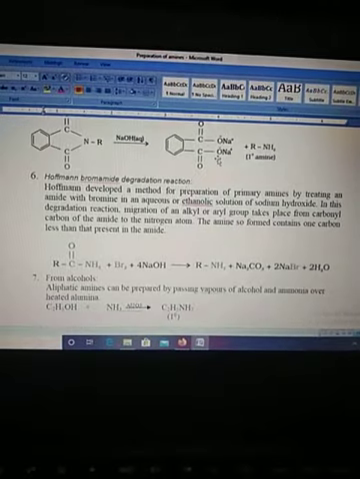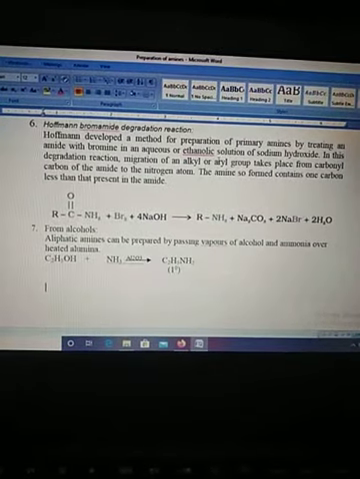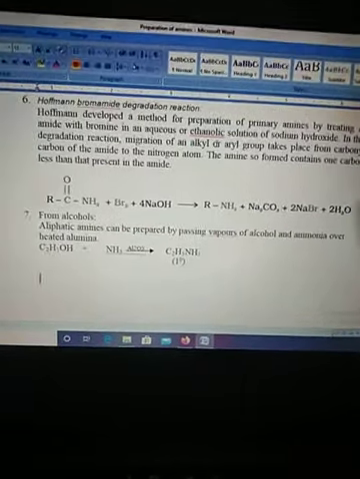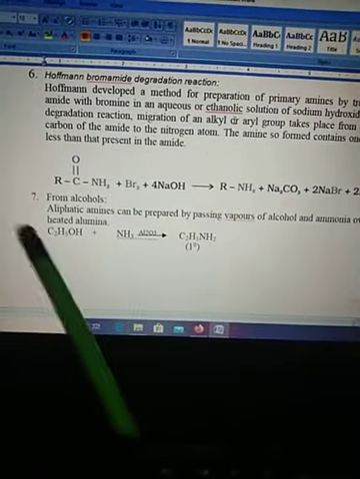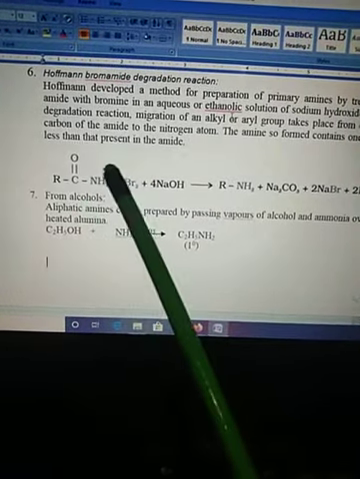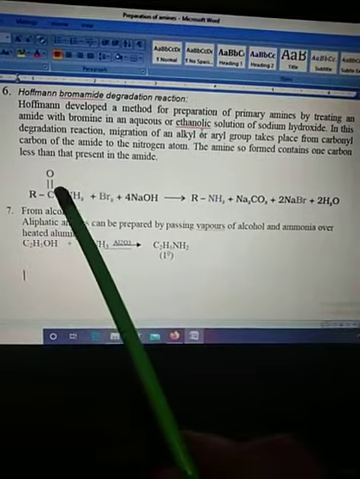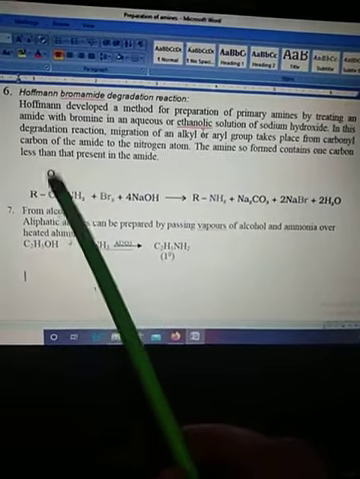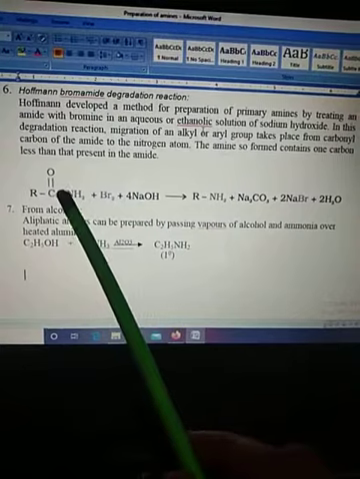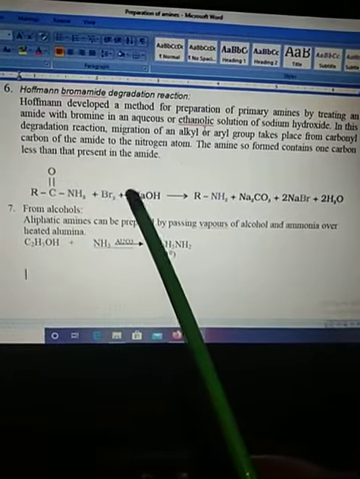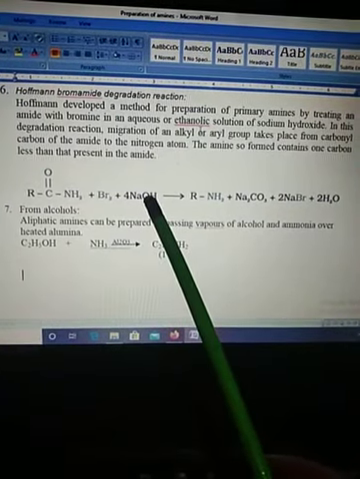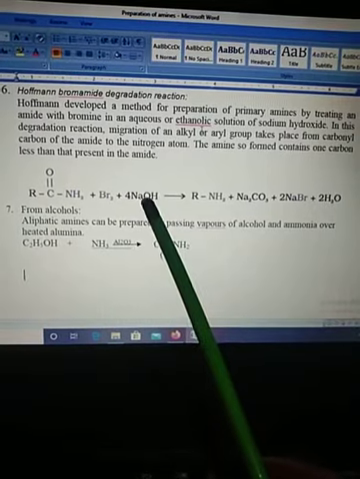Next, a very important naming reaction. If I have to rate, I'll give it 5 stars. Now, Hofmann bromamide degradation reaction. It is a very important reaction, as I'm saying. So let us see what the reaction is. In this, we take an amide functional group and treat it with bromine in the presence of sodium hydroxide, and this is alcoholic in nature.